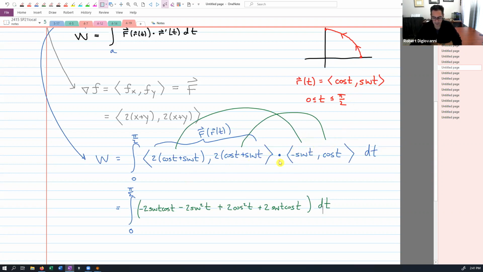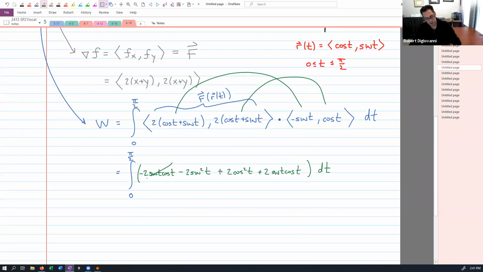Okay, I'm out of time. I distributed this to here, which means I get a negative sign on both of those, and then I have a 2, so that's that. And I multiplied those two, so I should get a 2 cosine squared t. That looks right. These two cancel. And now you just have to do this integral, and that would be the work.